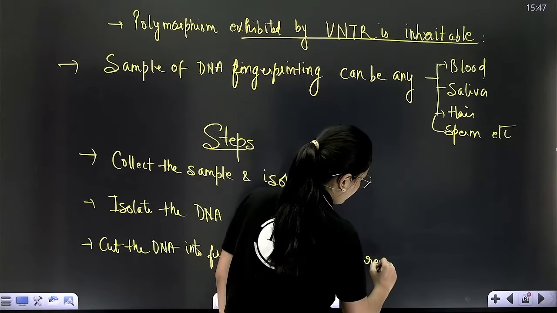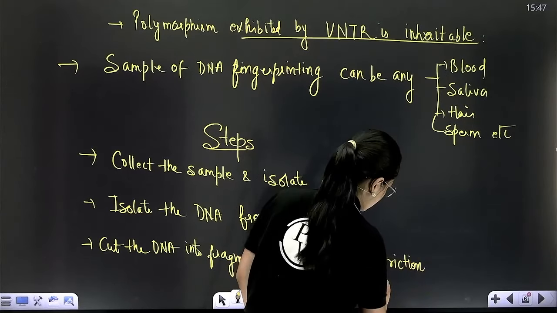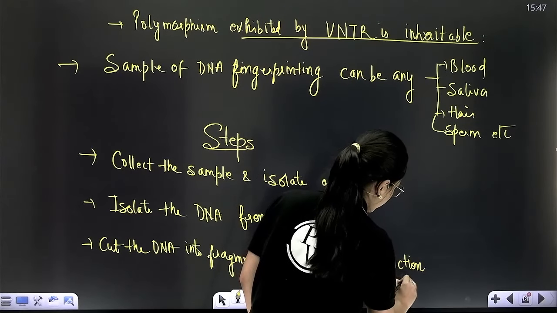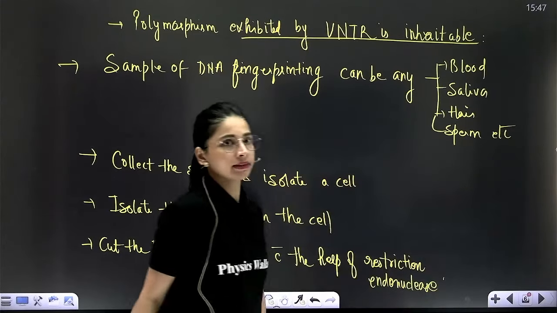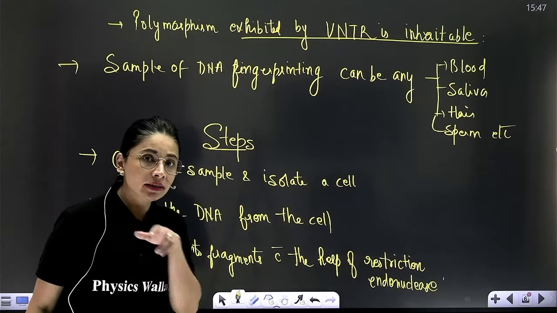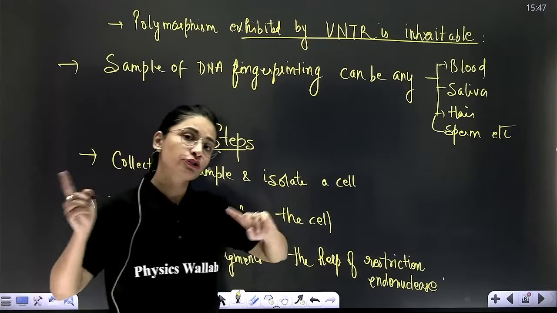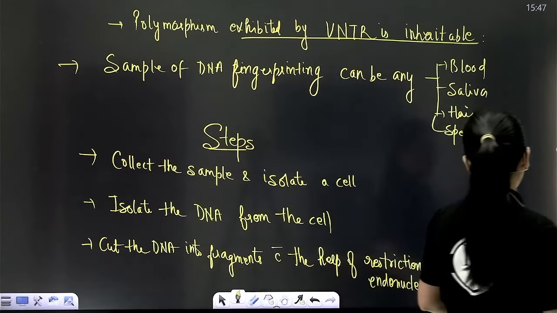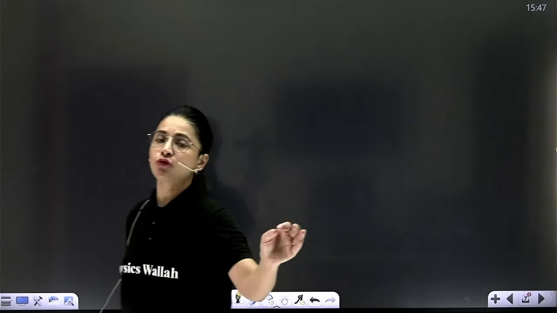With the help of restriction endonuclease. Now DNA is double stranded, but for DNA fingerprinting we need DNA that has to be single stranded. So the next step after cutting DNA into fragments is to obtain the single stranded form of DNA.